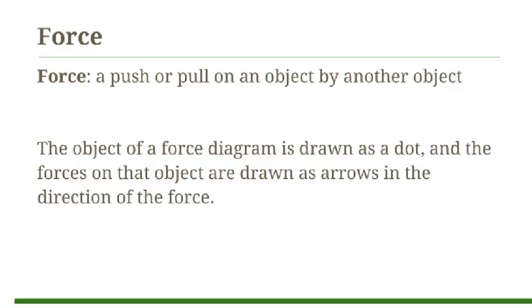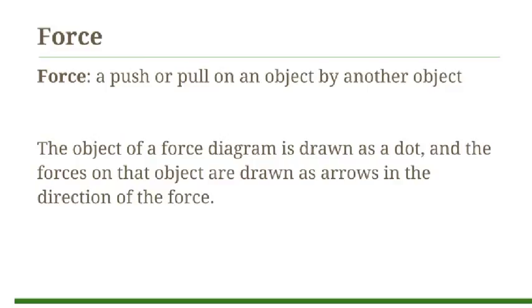You might want to write this down at some point or another. A force is a push or pull on an object by another object. The object of the force diagram is always drawn as a dot so that you don't have to draw things like cats and skateboards and mice. So really what you're going to be doing is just drawing a dot. The forces on that object are drawn as arrows in the direction of the force. So those are some things that you just need to keep track of for the time being.